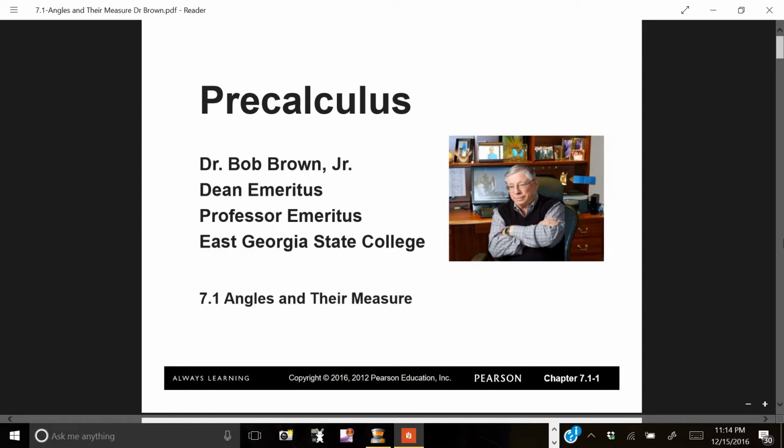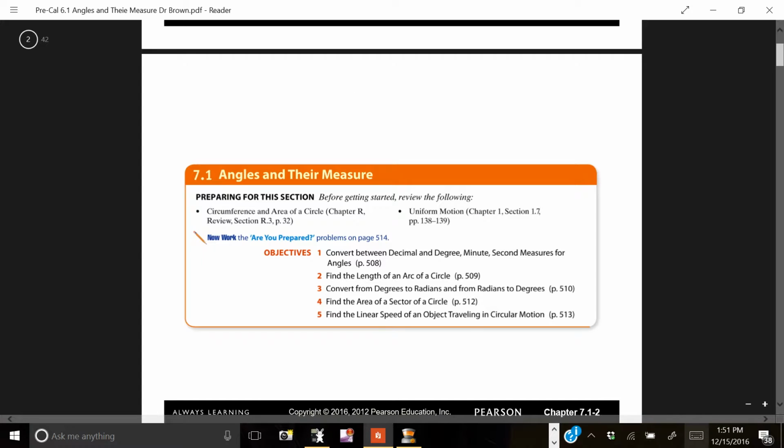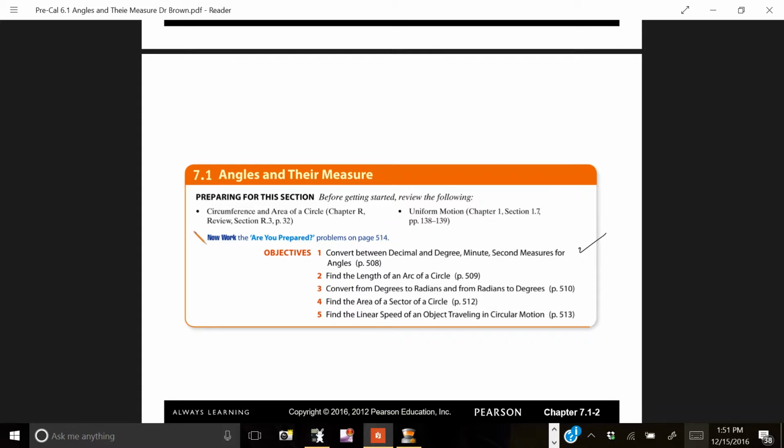Today we're going to start getting into trigonometry in section 7.1, and we're going to begin to talk about angles and their measure. Some of the items we're going to be looking at: first, converting between decimals and degrees, minutes, and second measure for angles.